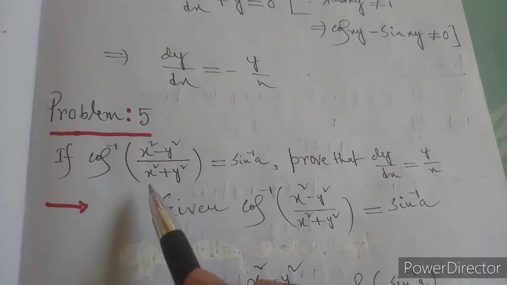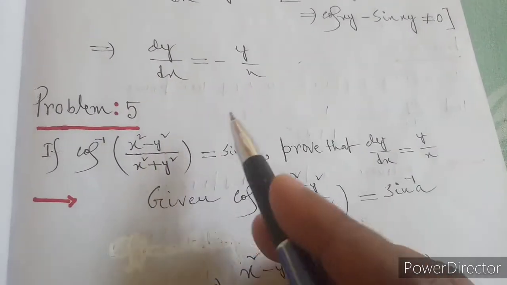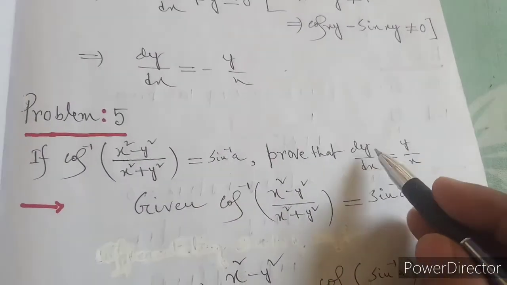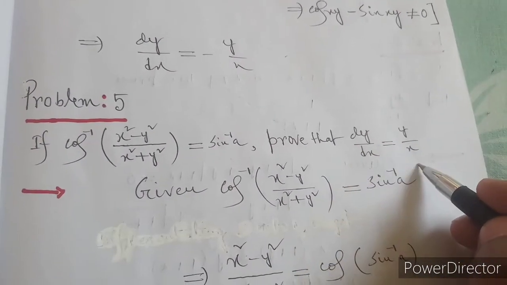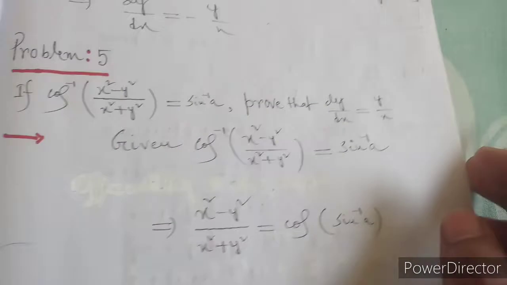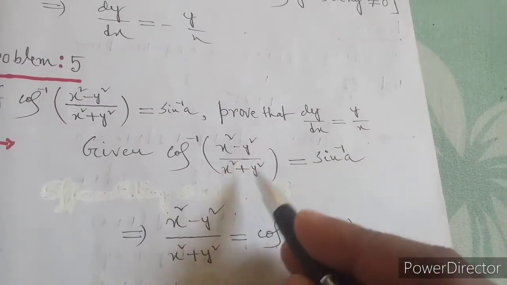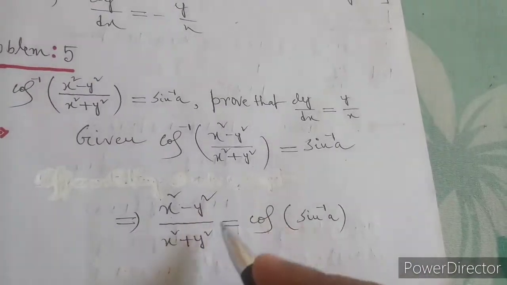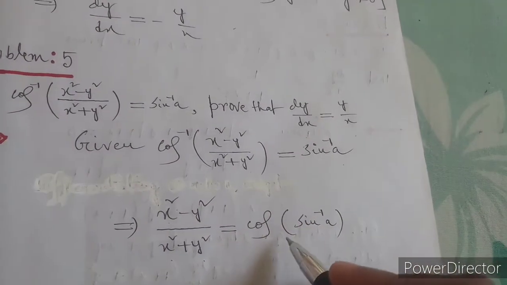Now problem number 5. If cos inverse of (x² − y²)/(x² + y²) equals sin inverse a, then prove that dy/dx equals y/x. How to prove it? Given cos inverse of (x² − y²)/(x² + y²) equals sin inverse a, so (x² − y²)/(x² + y²) equals cos(sin inverse a).